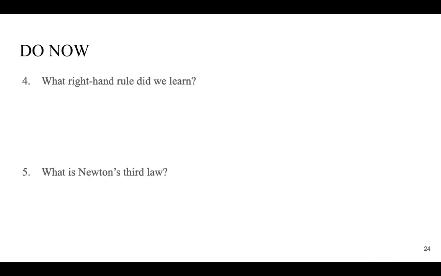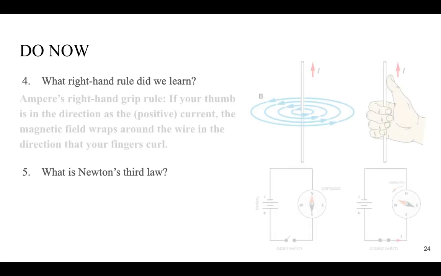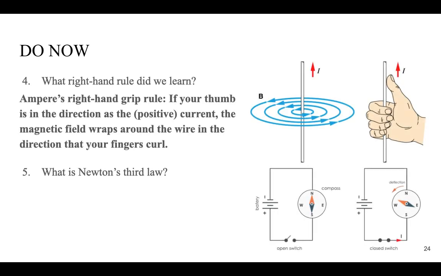So we learned a right-hand rule last time. How did that right-hand rule go? That was Ampere's right-hand grip rule, or just the grip rule, which says that if you were to grab a wire, just with your fist, with your thumb up, such that your thumb was pointing in the direction of the positive current, also called the conventional current, then the magnetic field created by that current would wrap around the wire in the same direction that your fingers wrap around your fist.